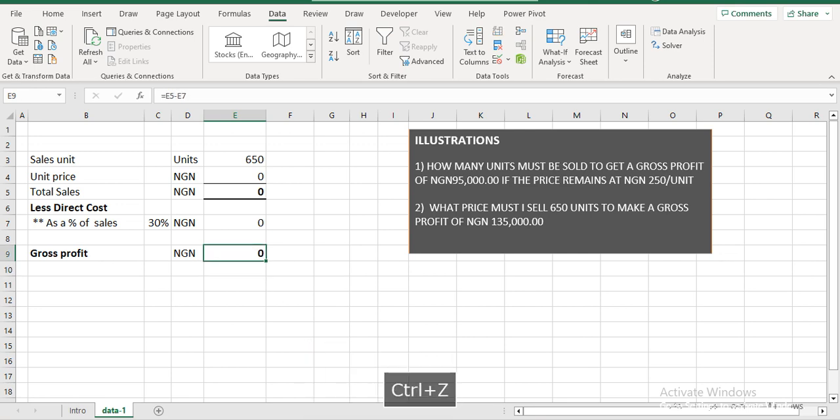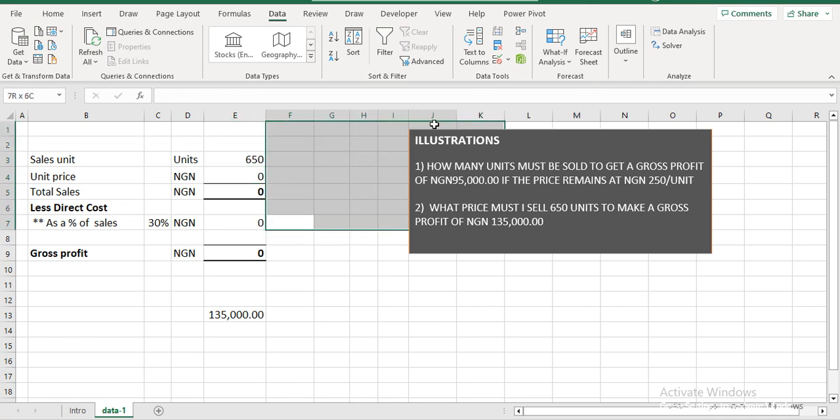Sorry, I'm not supposed to do that. There's a formula there. I already know the gross profit, 135,000, so let me just keep it here as 135,000. This is what I expect to have as my gross profit. Now, what price must I sell? I already have my unit here. I need to know the selling price. Of course, I have a formula here to calculate my direct cost.